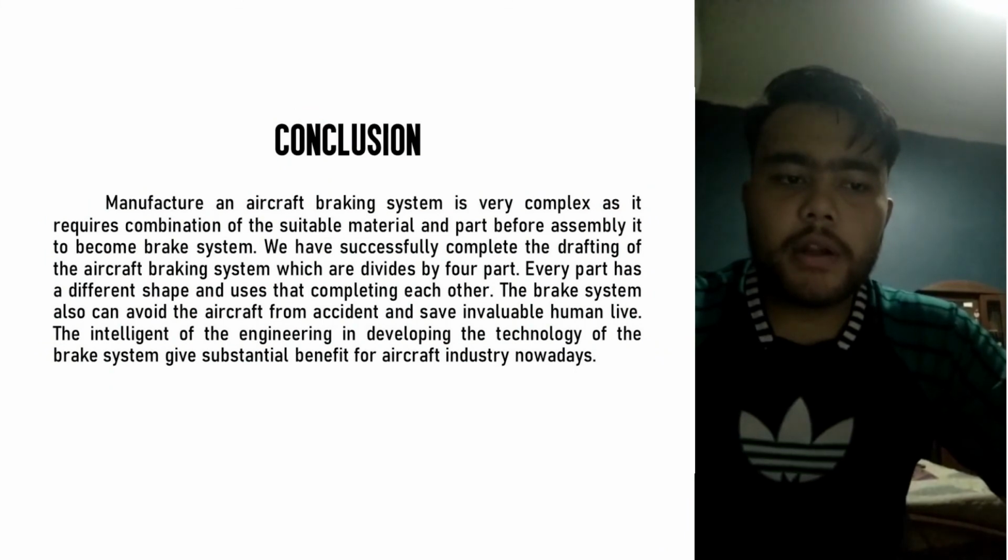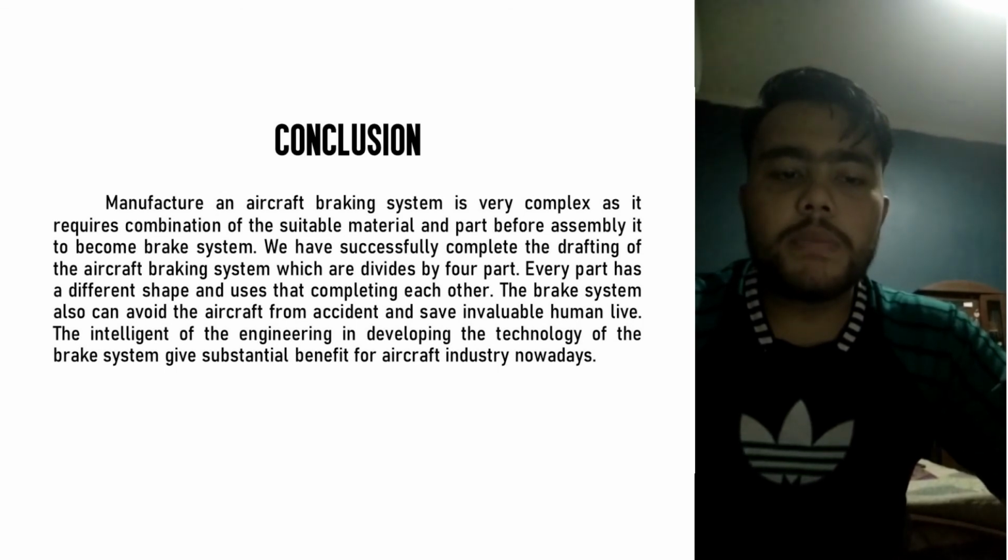Thank you. Conclusion: manufacturing an aircraft braking system is very complex as it requires a combination of suitable materials and parts before assembling them to become a brake system. We have successfully completed the drafting of the aircraft braking system, which is divided into 4 parts. Every part has a different shape and use, completing each other. The brake system can also prevent the aircraft from accidents and save invaluable human life. The intelligence of the engineering in developing the technology of the brake system gives substantial benefit to the aircraft industry nowadays.